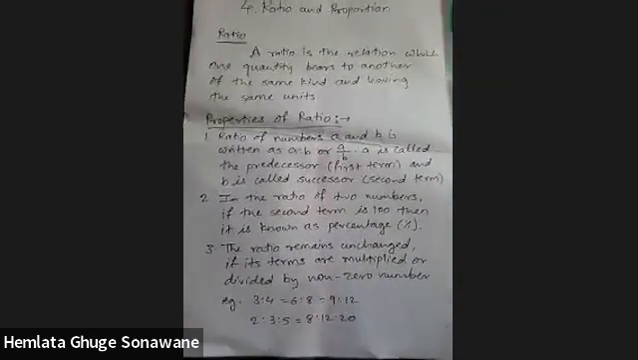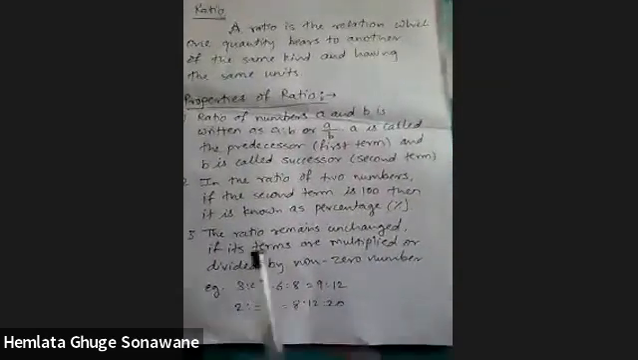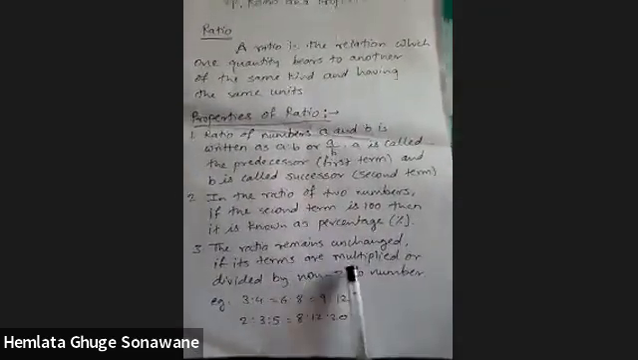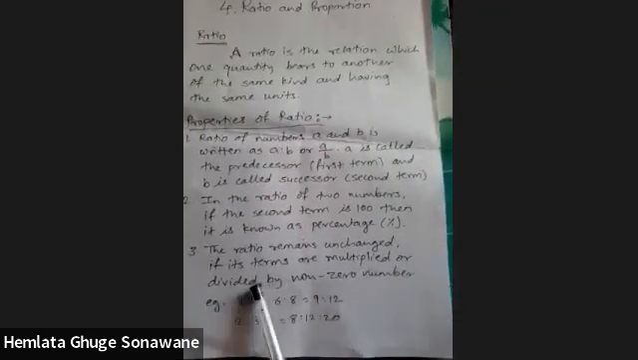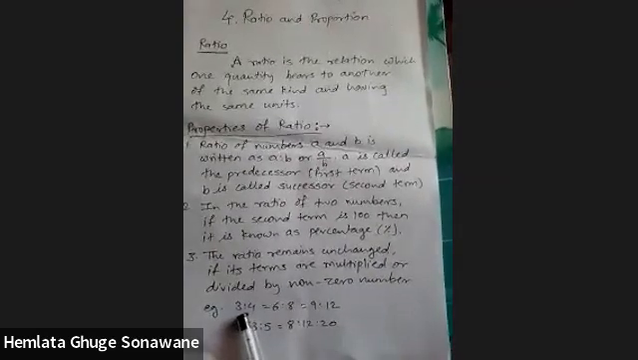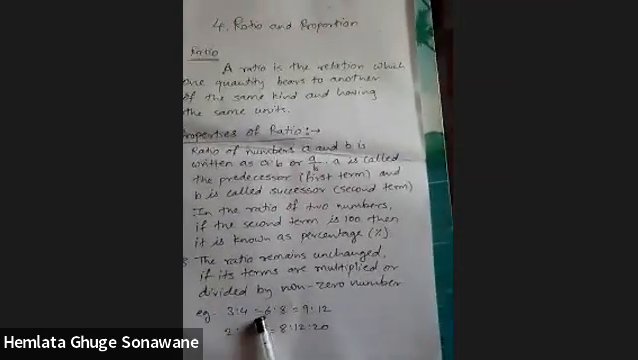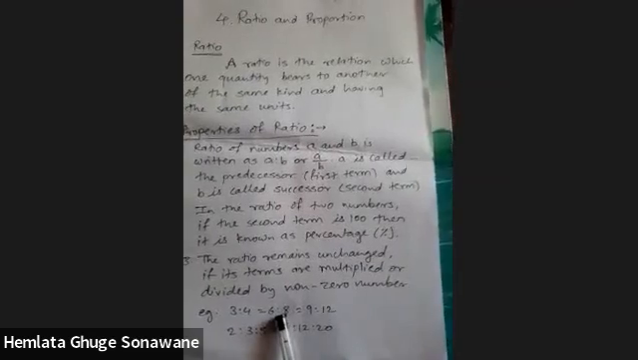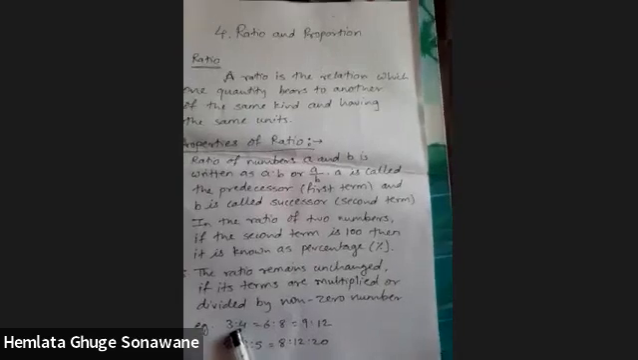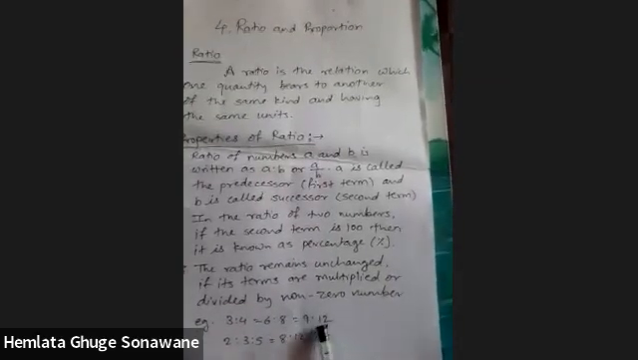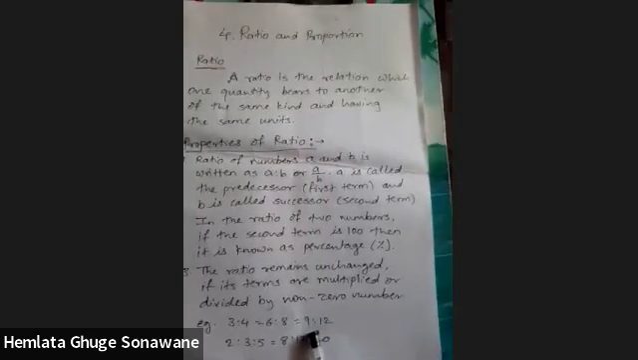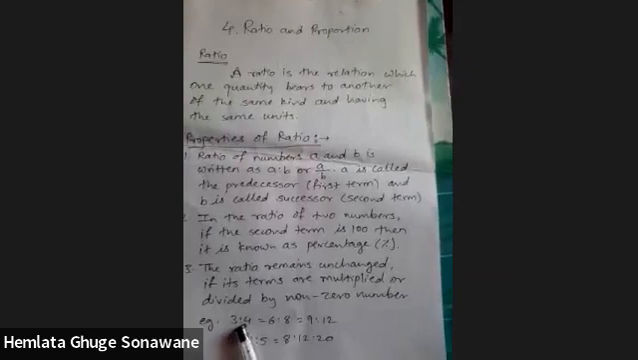The way you are finding some percentage. The ratio remains unchanged if its terms are multiplied or divided by a non-zero number. For example, the ratio 3:4 is equal to 6:8. If we simplify 6:8, we'll get the ratio 3:4. That is also equal to 9:12. If we simplify 9:12, it becomes 3:4.